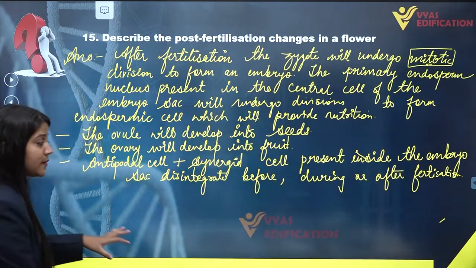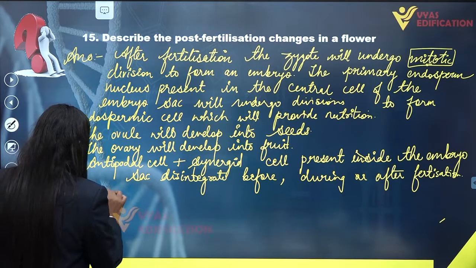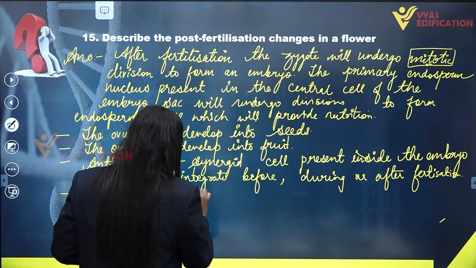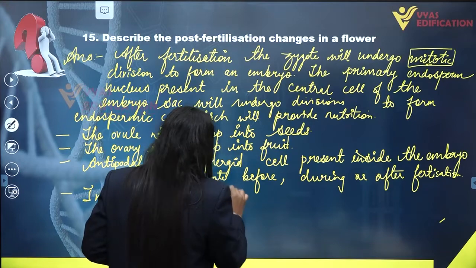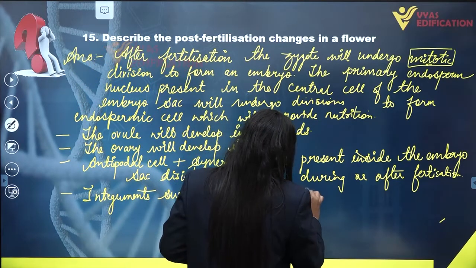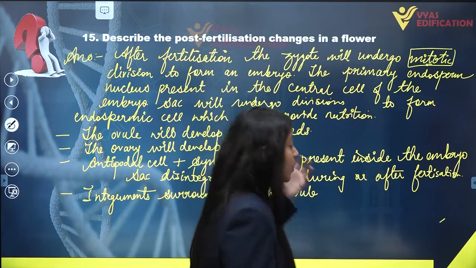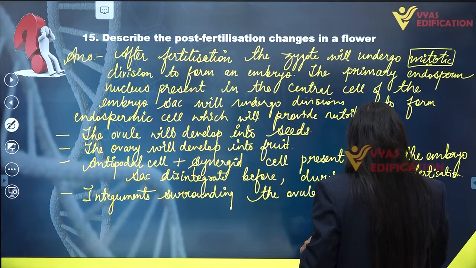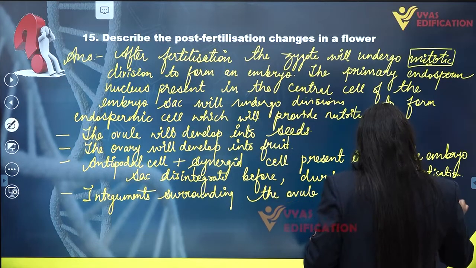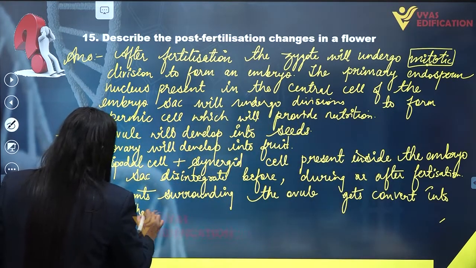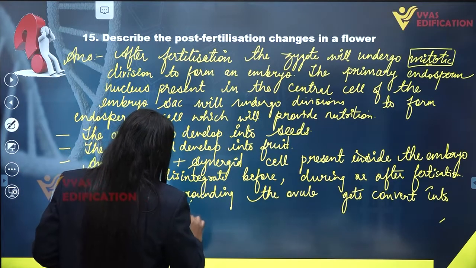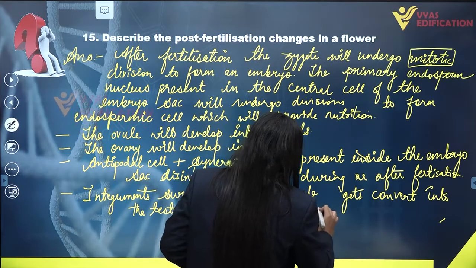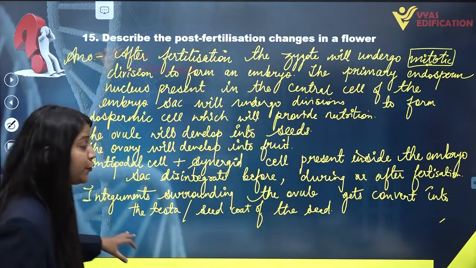Also the integuments surrounding the ovule get converted into the testa, or seed coat of the seeds. This is one of the changes which can occur after the fertilization.